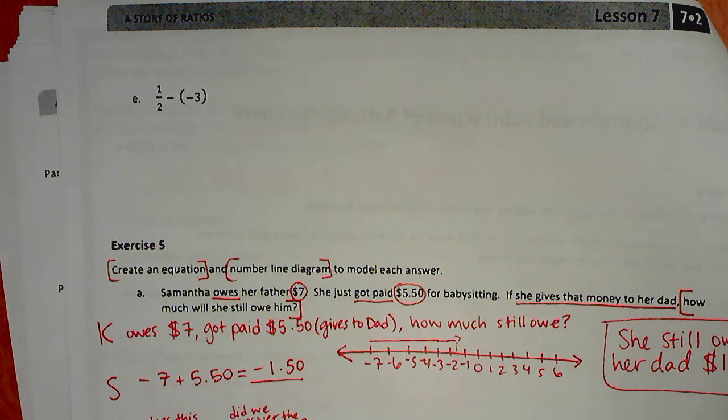Now we're going to talk about part E. Every time they give us a problem, this should be very similar to what we did in exercise 5, but this time they just gave us numbers. And they're asking us to show the work and to create a number line diagram. We're just going to use one arrow from here on out.